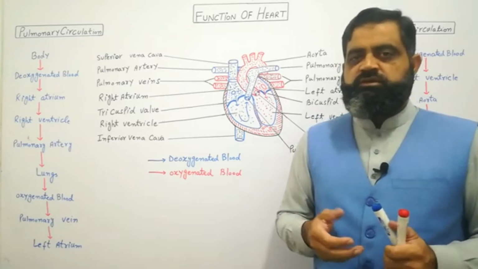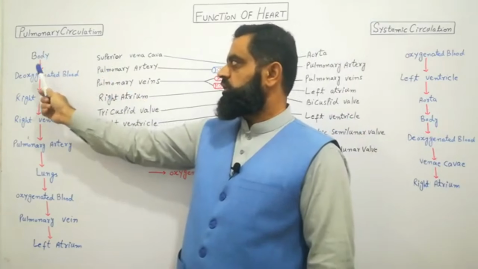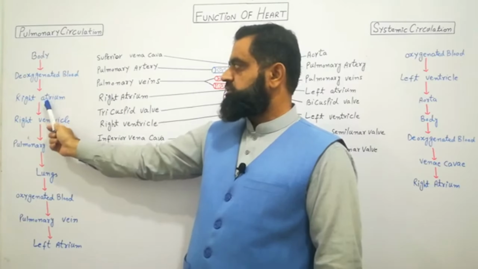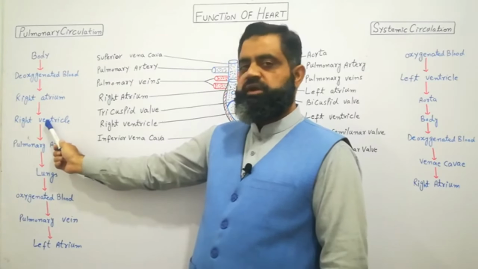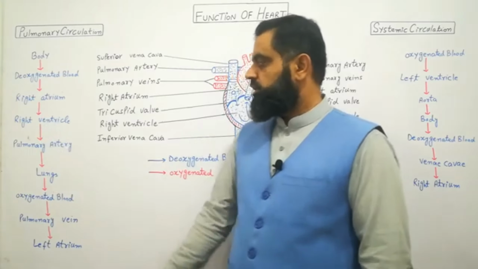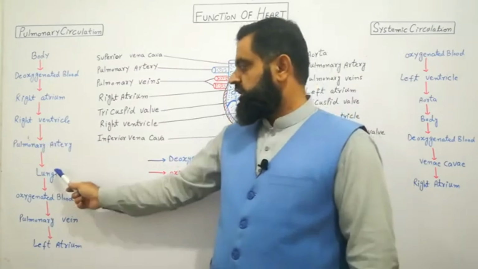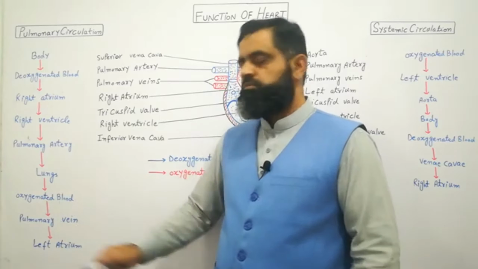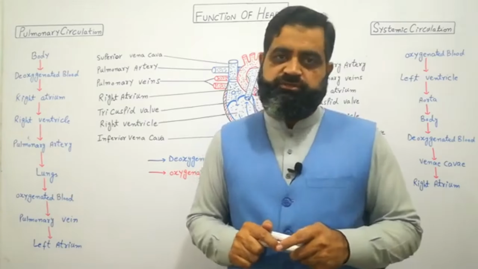So let's make a summary of pulmonary circulation. First of all, deoxygenated blood from the body is brought into the right atrium. The right atrium pumps this blood into the right ventricle. The right ventricle pumps the blood into the pulmonary artery. The pulmonary artery sends this blood into the lungs for oxygenation. From the lungs, oxygenated blood comes back to the left atrium via the pulmonary veins. This whole circulation is known as pulmonary circulation.